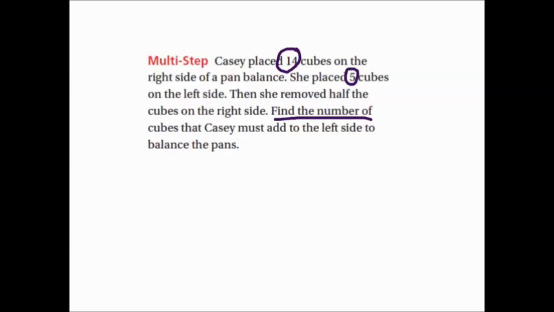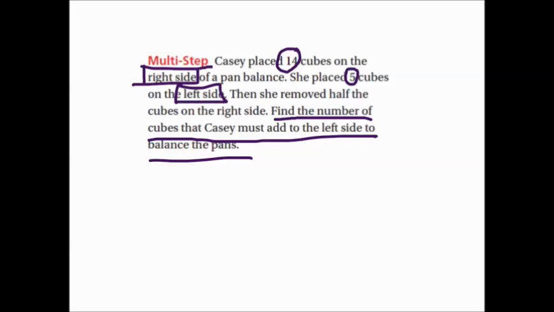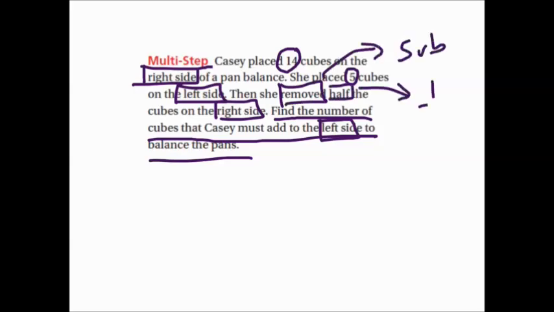So I'm going to underline the question here, and then I'm going to box important words. So I would say, well, there's a right side of the pan, and then a left side, and right side again, and left side. And I'm going to say removed. That's important. That means subtract. And then half. That means 1/2. And add. So that's another math word.